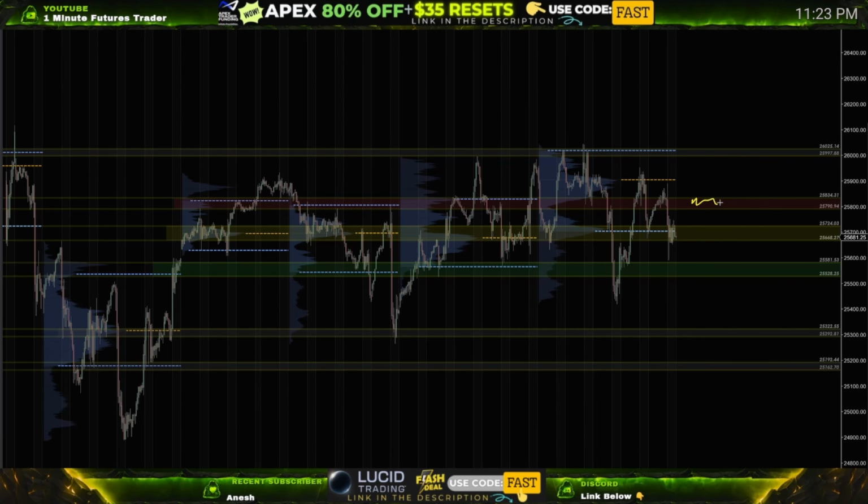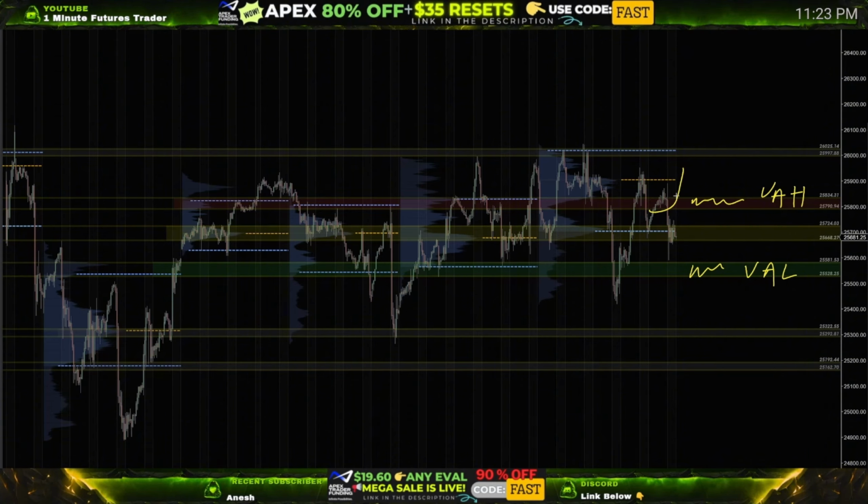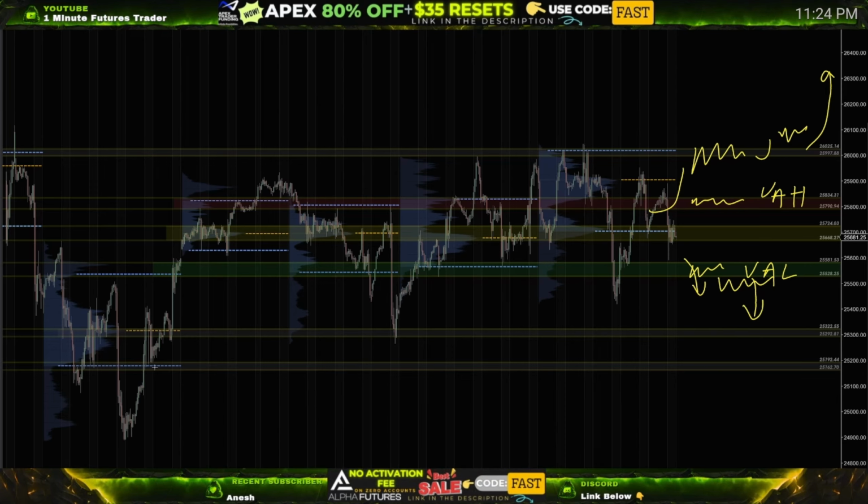So this level here and this level here, which are the value area low and value area high, are going to be important for me. If I see the price go above this and get acceptance here, then I can expect to test the higher level. Same thing for the downside. If I see the price come below here and then stay here, then we may go back to test this point of control area or lower levels here.